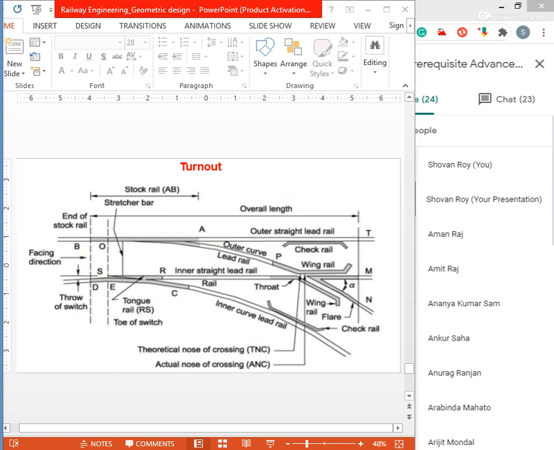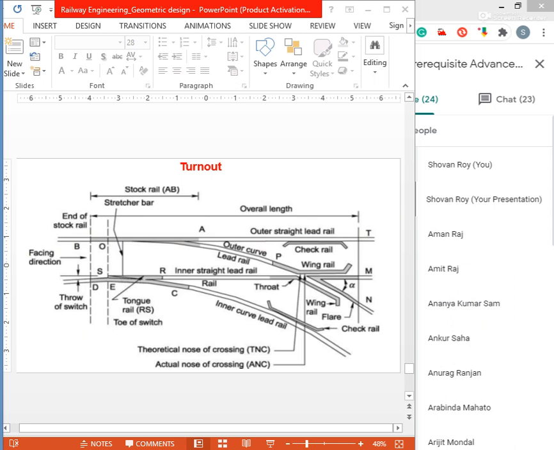Tongue rail is a tapered movable rail made of high carbon or manganese steel. Its thicker end is attached to the running rail. A tongue rail is also called a switch rail, but the name tongue rail is the famous one. This tongue rail is popular. Stock rail is the running rail against which the tongue rail operates. This is the stock rail.